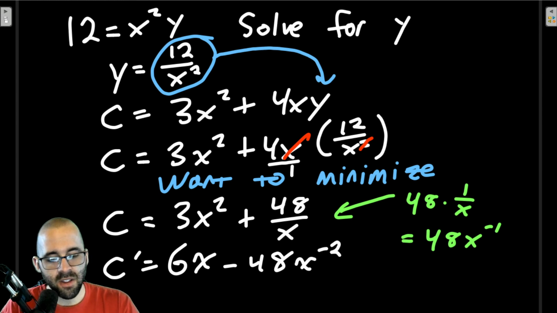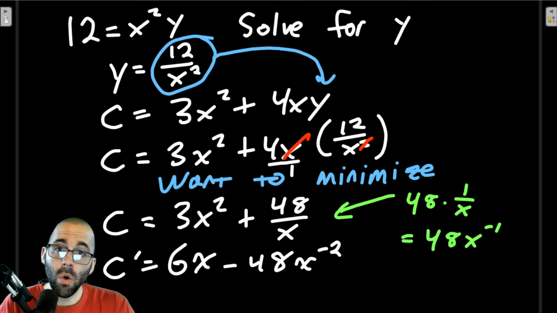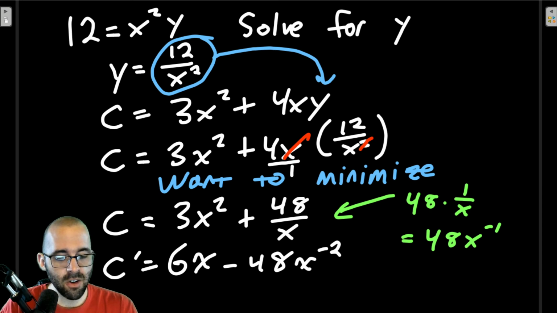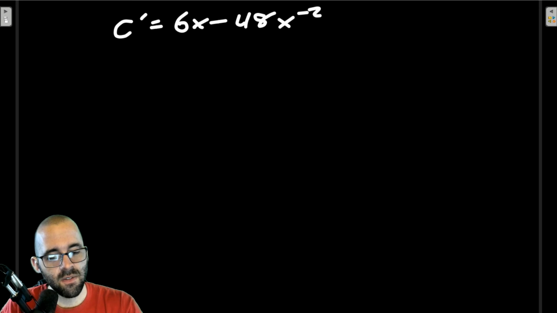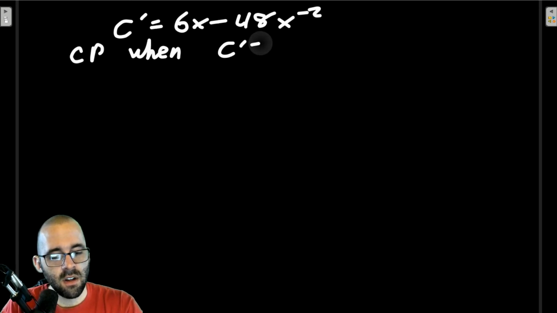And we need to find when this equation is equal to 0 or when it's undefined. That'll be our critical points. Let's copy this down again. C prime is equal to 6x minus 48 x to the negative second. Remember, a critical point is when this derivative equals 0 or is undefined.